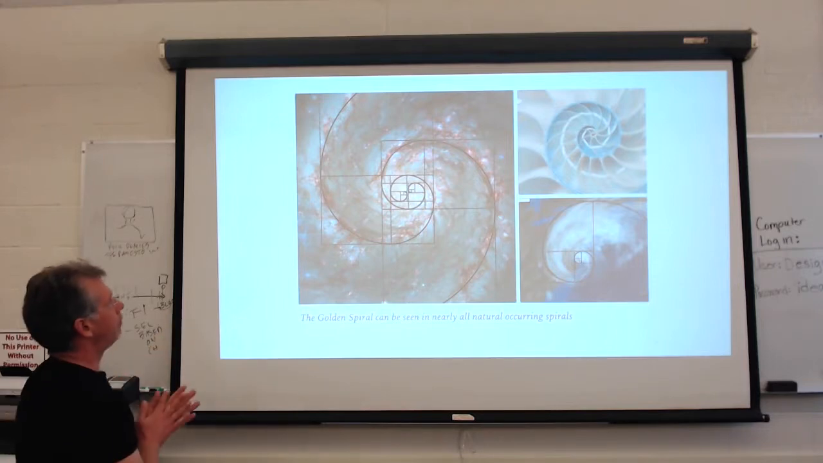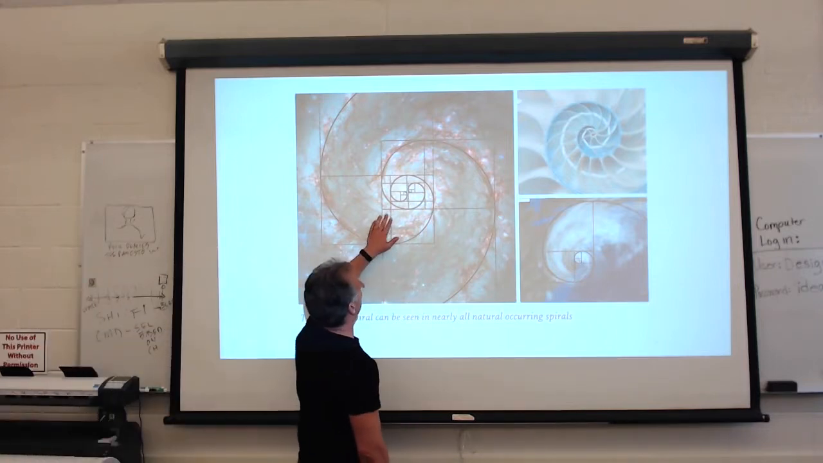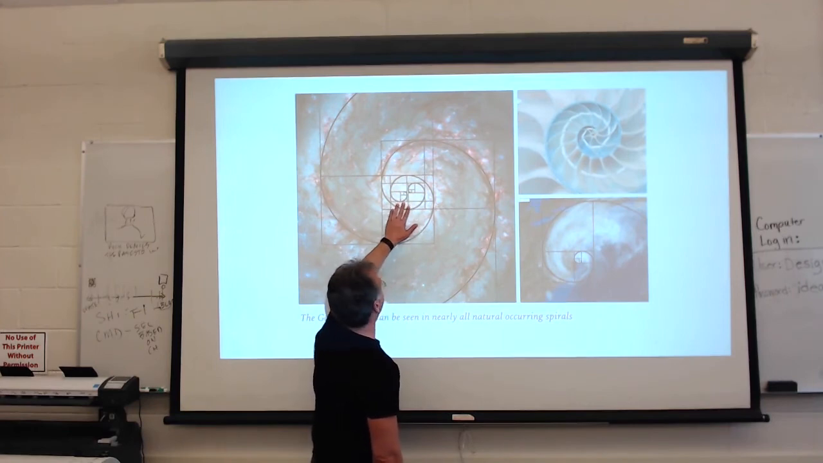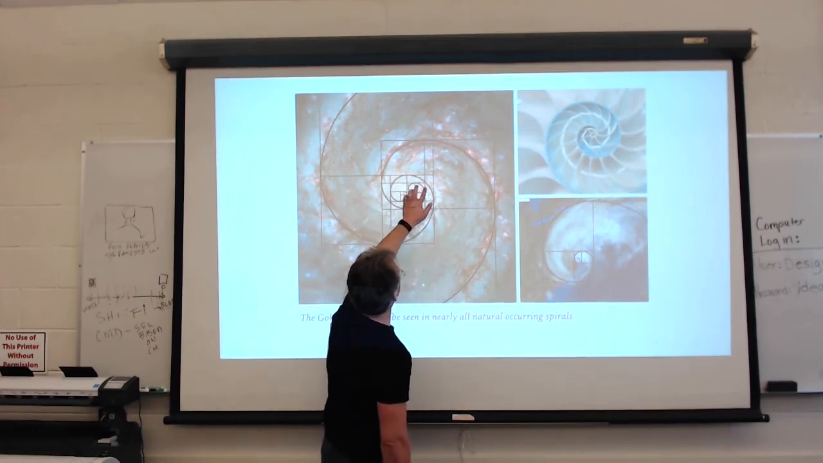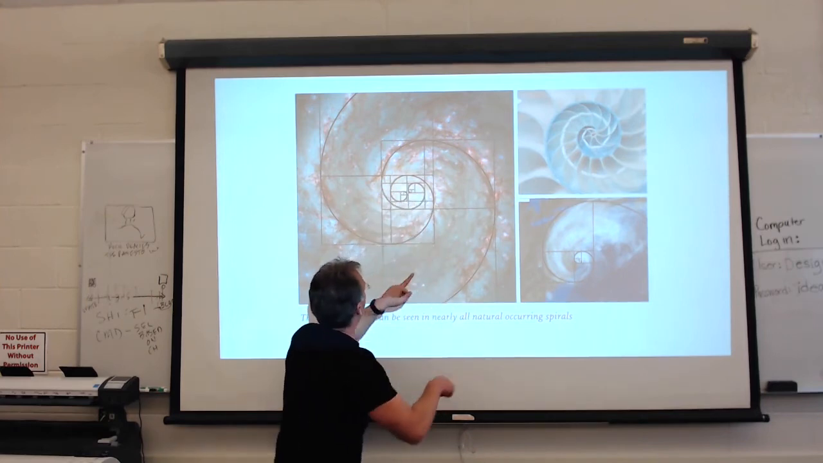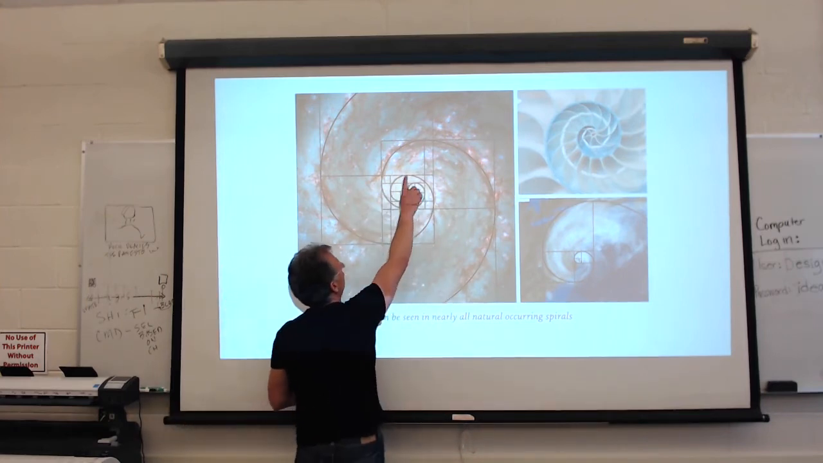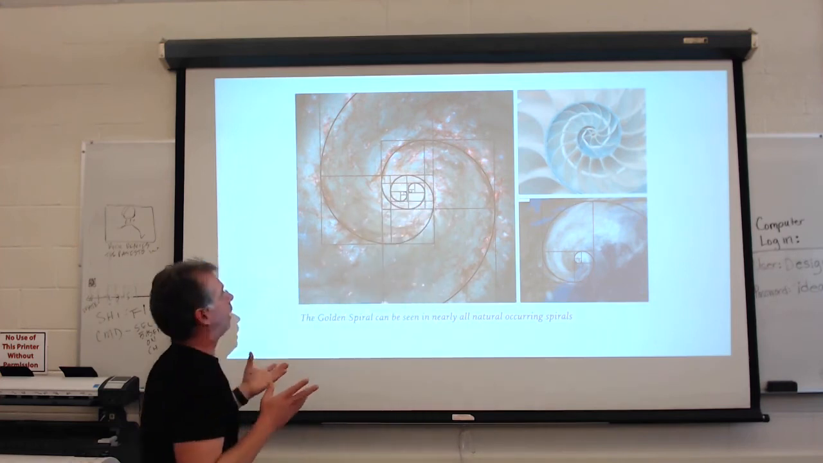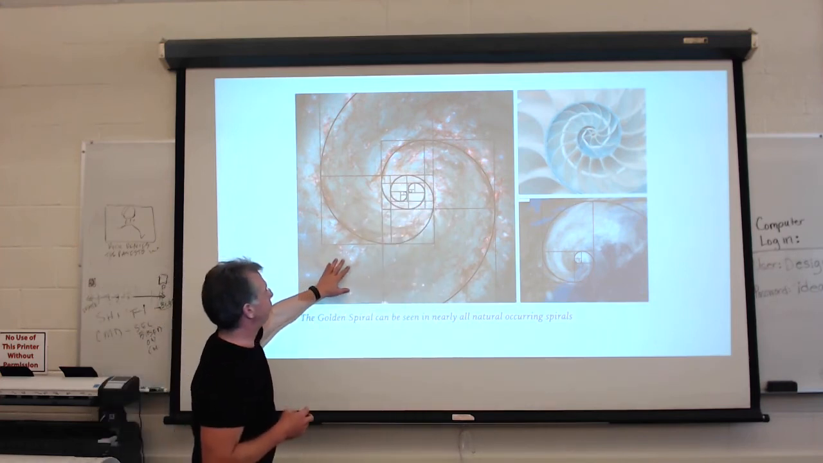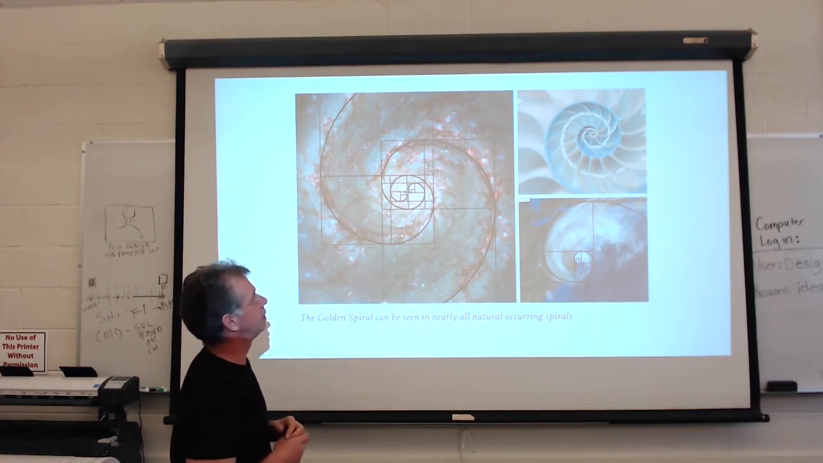Here we have an example of how we see the Fibonacci spiral in nature. For example, we have a galaxy here, and we have two spirals that are kind of going in opposite directions. One's coming around this way, and this one's coming around that way. And together they create this very cool shape of the galaxy.